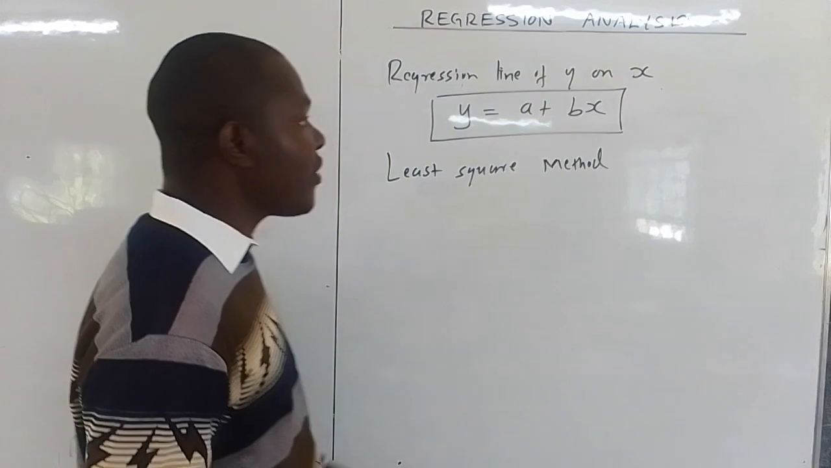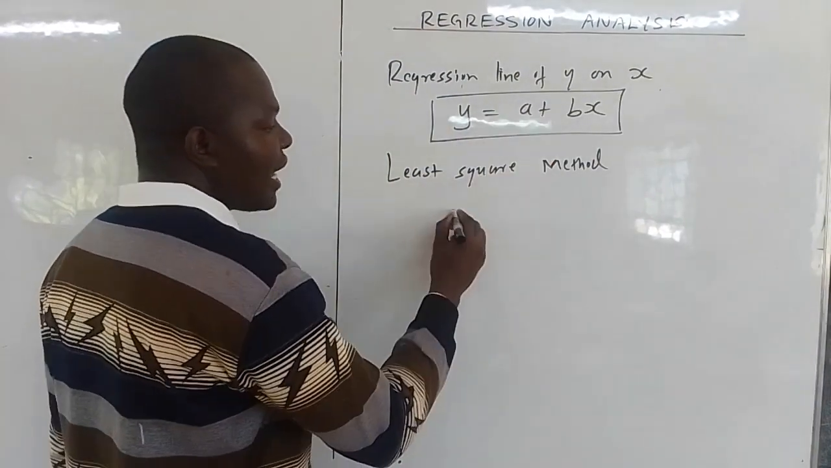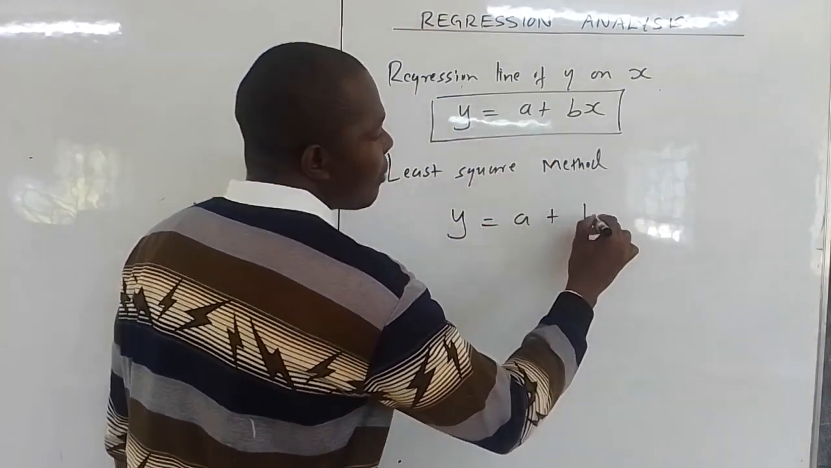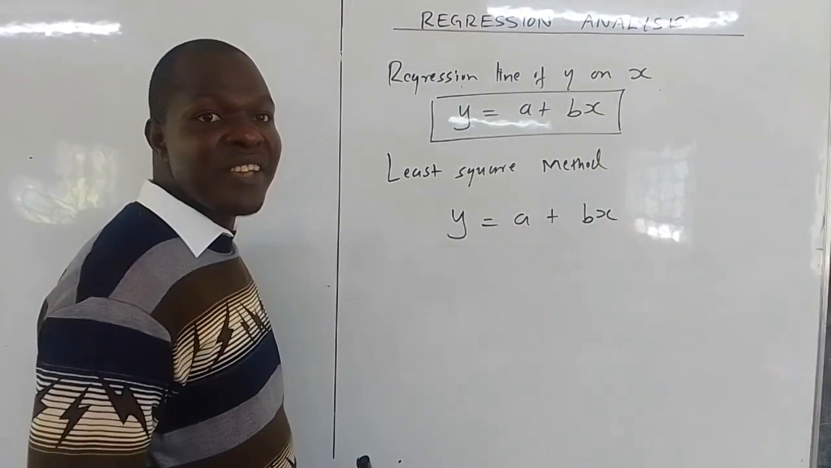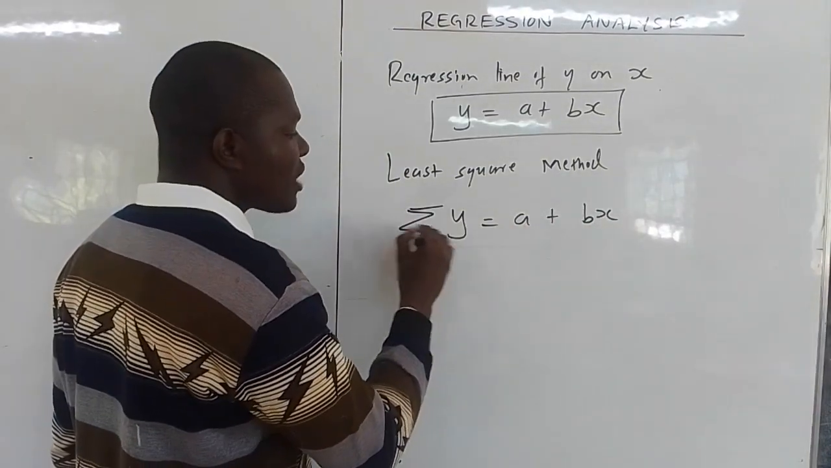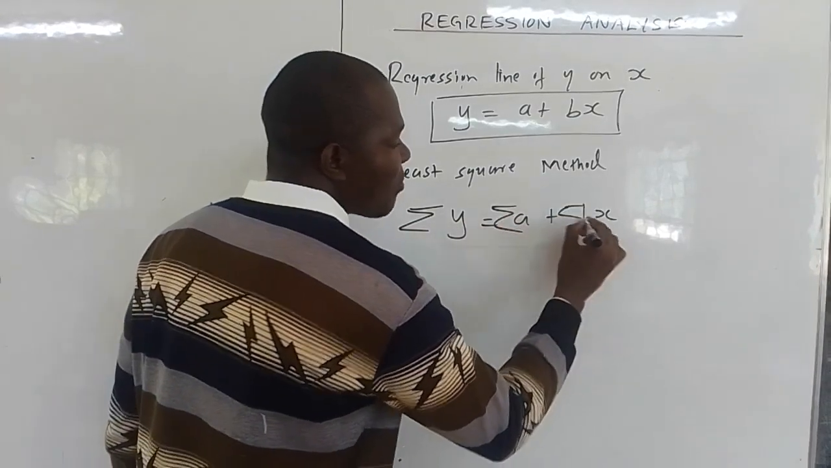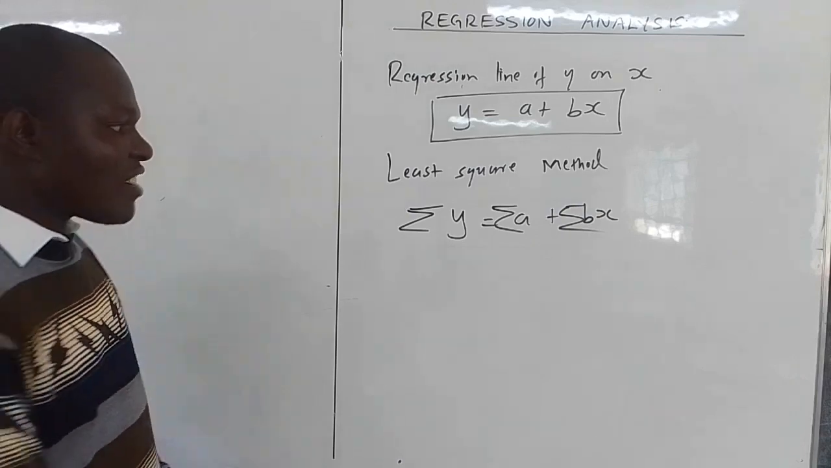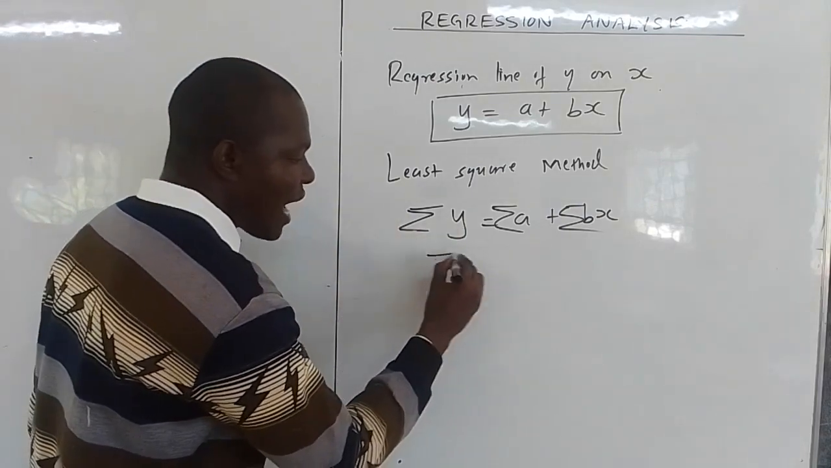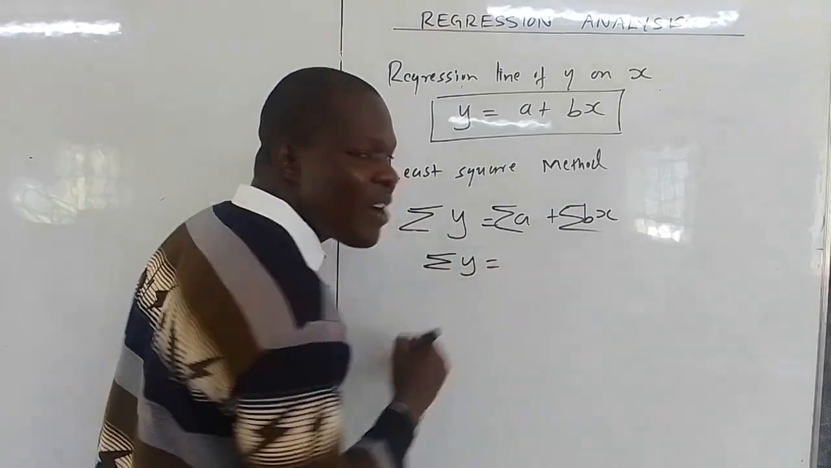So for the least squares method, the first thing you do, here we have y is equal to a plus bx. The first thing you do, you multiply both sides by summation. If you multiply both sides by summation, everything by summation, what do you get? You start. When you take summation of y, you just remain with summation of y the way it is.